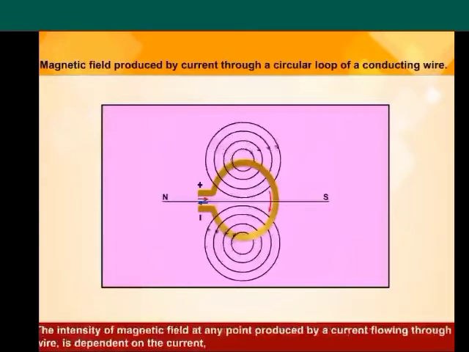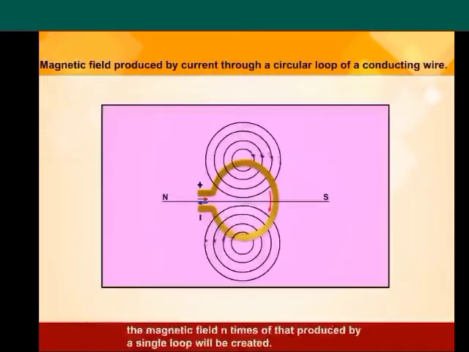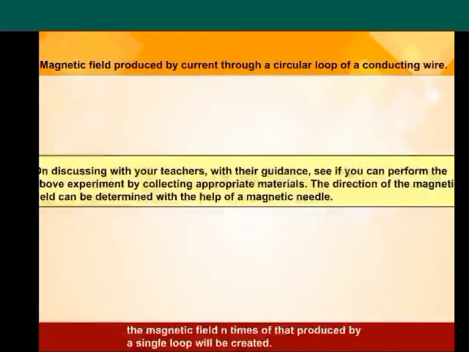The intensity of magnetic field at any point produced by a current flowing through a wire is dependent on the current. As we have seen in the experiment, this means that if there are n turns in the loop, the magnetic field n times of that produced by a single loop will be created. On discussing with your teachers, with their guidance, see if you can perform the above experiment by collecting appropriate materials. The direction of the magnetic field can be determined with the help of a magnetic needle.